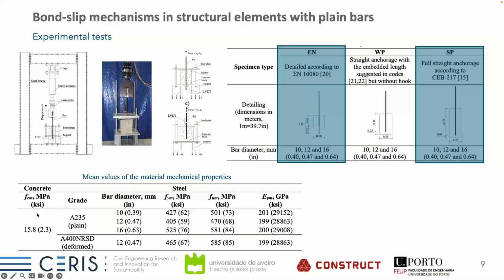The concrete strength is quite low, but it is meant to represent the poor concrete strengths that we found in some old structures, and then some information about the plain bars that we have considered. Also in the study, they will use some deformed bars, but I will not present this at this point.